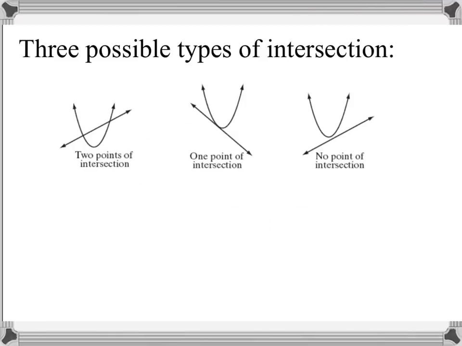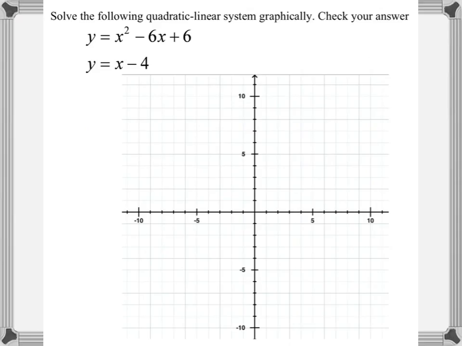Now, when we have a quadratic and linear system, there are three possible types of intersections. Just looking at a parabola and a line, there could be 2 points of intersection, so these 2 points right here. There could be 1 point of intersection, so the line could just barely touch the parabola but not go through the parabola. And there could be no points of intersection. Okay, so let's use the graphing method in order to find these.